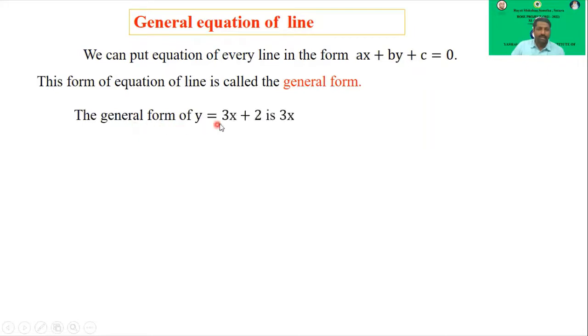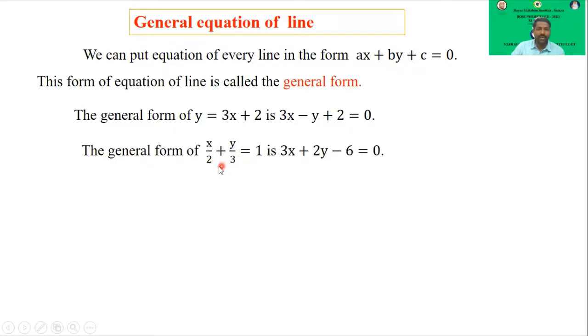The general form of y is equal to 3x plus 2 is 3x minus y plus 2 is equal to 0. So we take y to the RHS and we can write the given equation in the form of ax plus by plus c is equal to 0. The general form of x upon 2 plus y upon 3 is equal to 1. So this is double intercept form. This can be put in the form 3x plus 2y minus 6 is equal to 0.